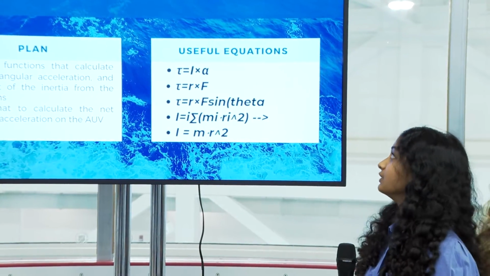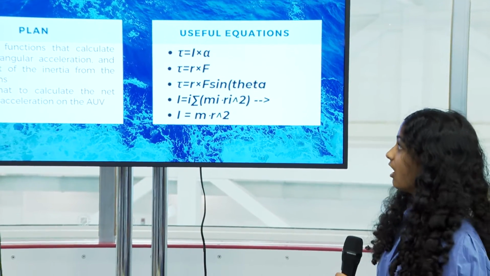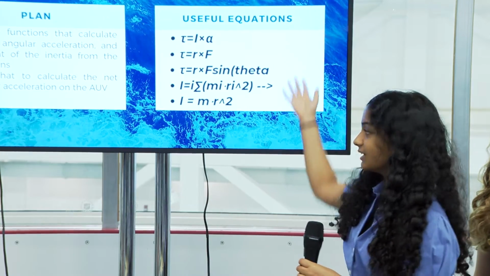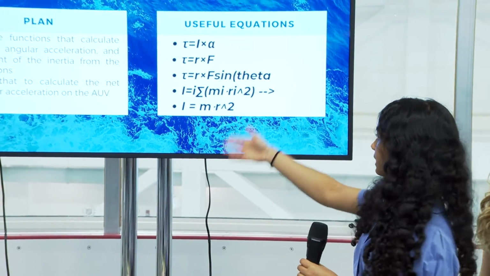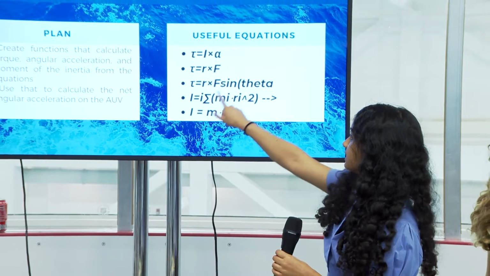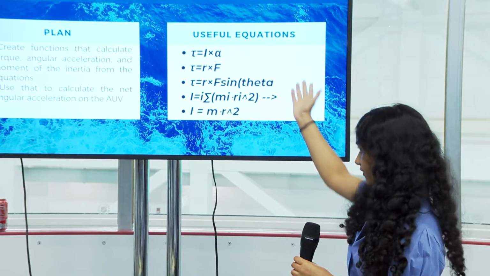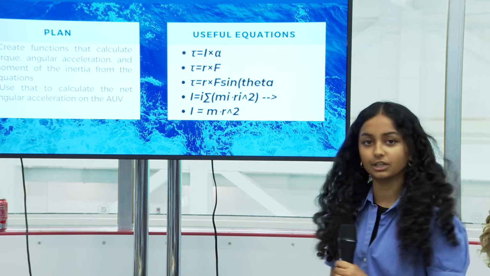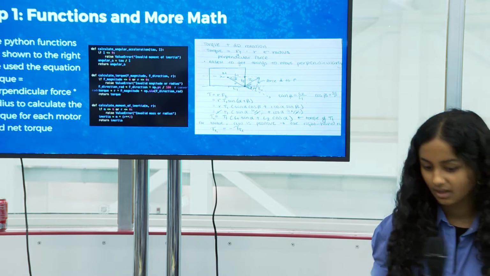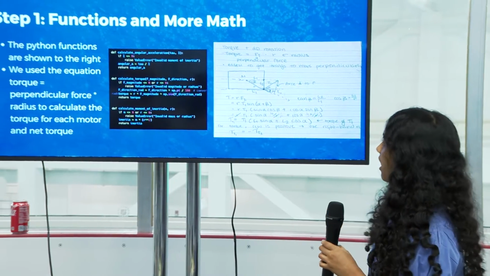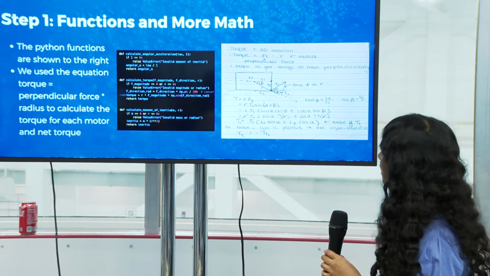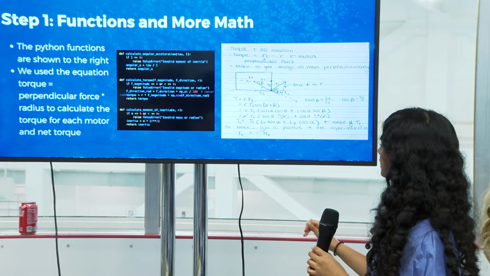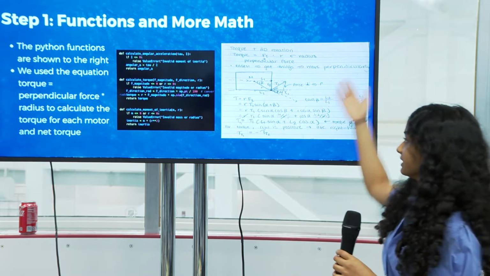Our next problem is to find our angular acceleration on the AUV. So our plan is to take all of these equations. For example, torque is equal to the radius times the force times sine of the angle theta, and this one. And we create functions, and then we use those to find the angular acceleration. So these are our functions. And we did a bit more math to find the torque in 2D rotation. So you can see it right here.